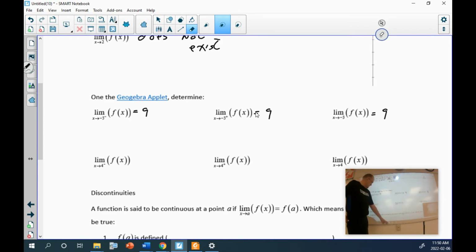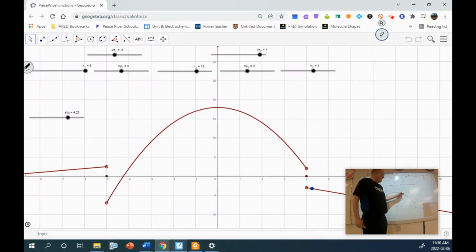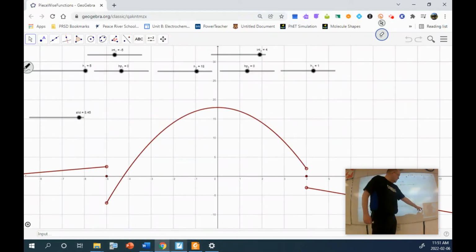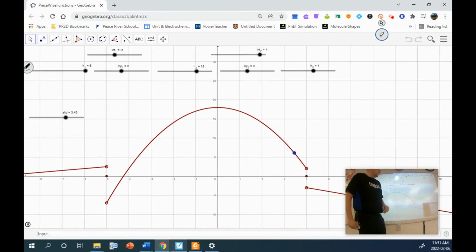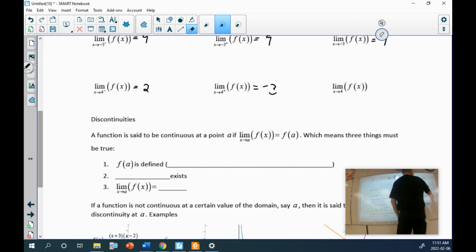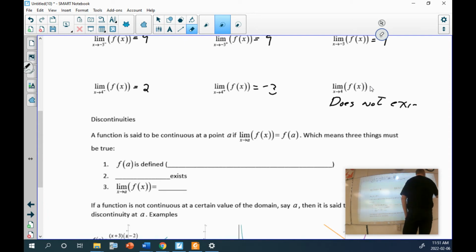When we look at 4 from the negative side, so the left-hand limit, we're approaching 4 from this side. It looks like our function is approaching 2. So our left-hand limit is equal to 2. If I'm looking from the positive side of 4, my y value is approaching -3. This function is discontinuous and it does not have a limit at 4, because the left-hand and right-hand limits do not equal each other.